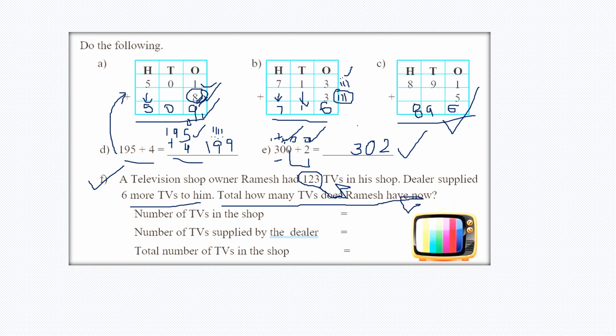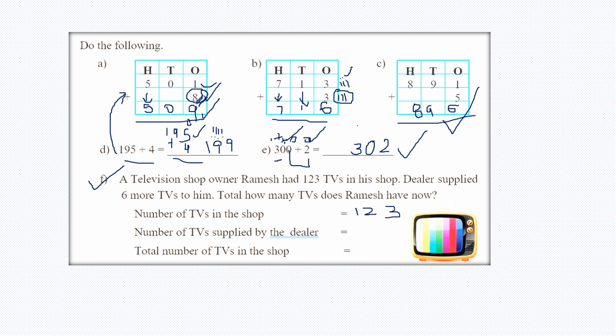Similar type of problem we had done, right? For Shankaraya, he has purchased certain mangoes and he is having 6 mangoes and some mangoes he has purchased, and total thing we had added, that is the stock. Same way we have to write, right? So now I am writing the problem. Concentrate. So number of TVs in the shop already, how many? 123.